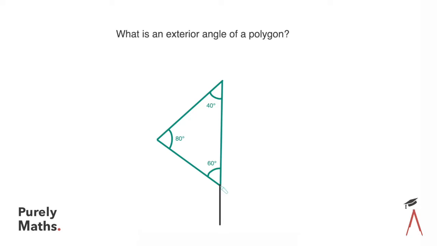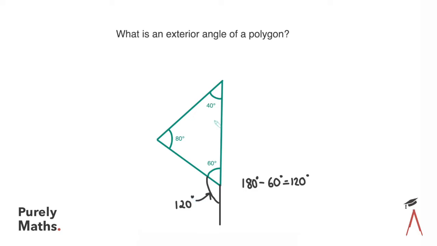So this angle at the corner on the outside of the shape here, this is our first exterior angle. And as you can see, it lies on a straight line with this interior angle of the triangle, which means that these two must add together to make 180 degrees. So if I want to work out the size of my exterior angle, I would just do 180 minus 60, which is 120. So that means the size of this first exterior angle is 120 degrees.